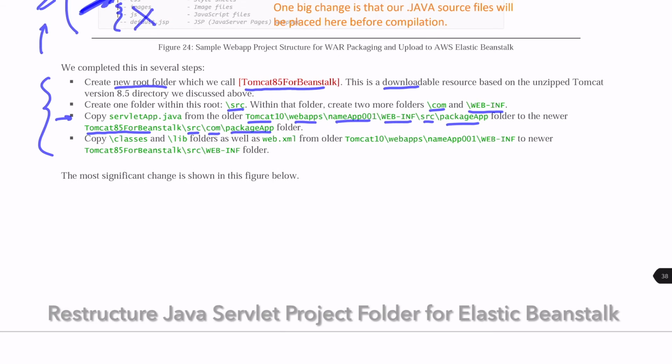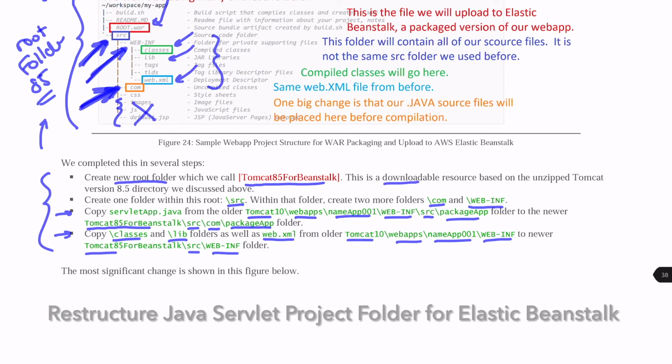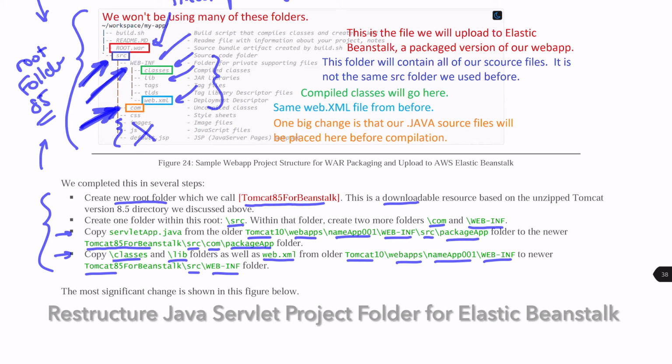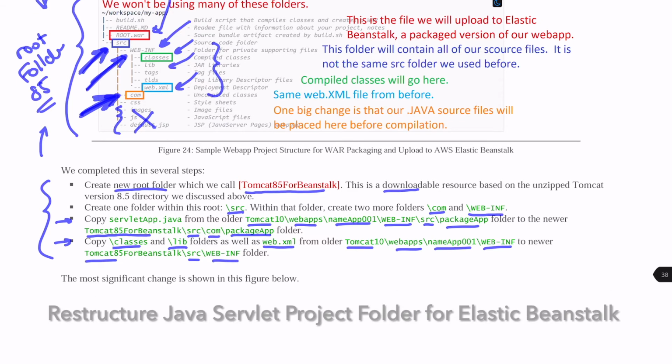Next, we are going to copy pretty much everything left in our webinf folder from the old version to the new version. That's going to include our classes, our library folders, as well as the web.xml descriptor file. So we copy it from the older location, which is Tomcat 10, web apps, name app 001, webinf, to the new location, Tomcat 85, /source, /webinf. So in the end, it still ends up in the same webinf location.